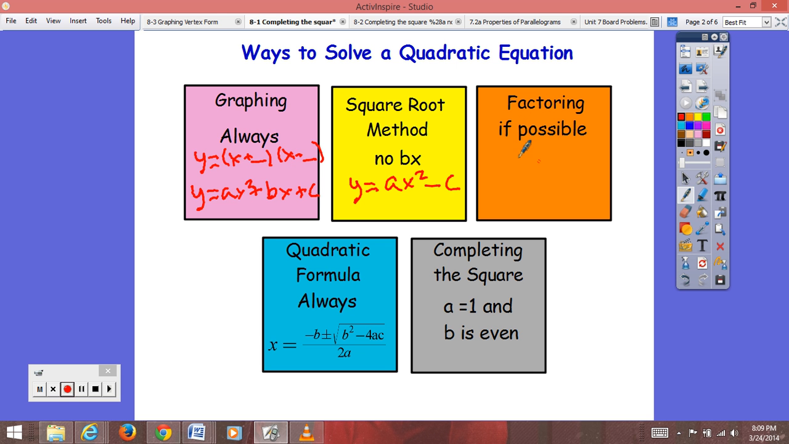Factoring, if the equation is factorable, you can go ahead and do that to solve for it. And we can always use the quadratic formula, negative b plus or minus the square root of b squared minus 4ac, and make sure that is all over 2a. And our newest way to solve a quadratic is completing the square. We have a couple stipulations for this. A has to equal 1, and b has to be even in order for you to use completing the square.